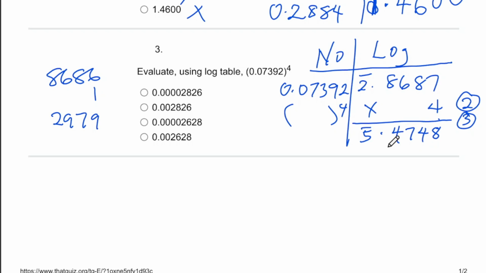Difference 8 is 5. Then we add it at the last digits. We have 4, 8, 9, 2. So we highlight it here. 2, 9, 2, 9, 8, 4.